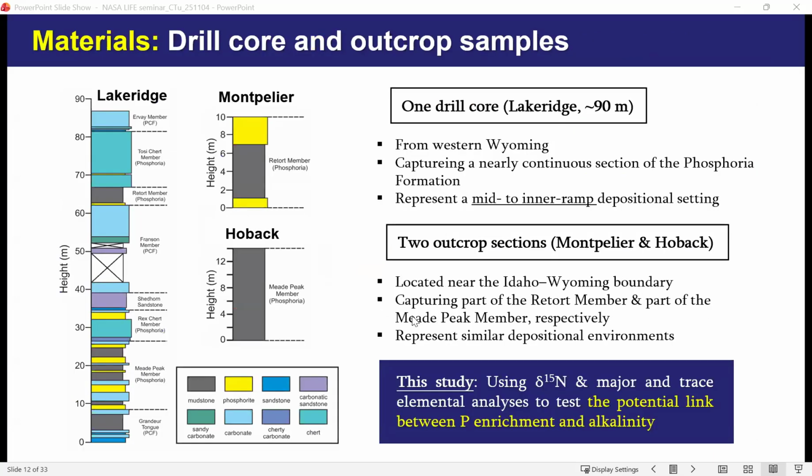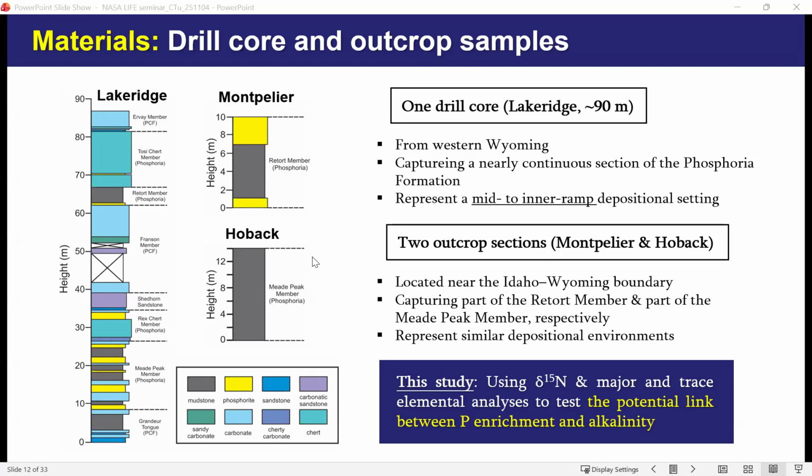And we have one core and two outcrop materials and sections. The core was taken from western Wyoming, capturing a nearly continuous section of the phosphorite formation, and representing a mid to inner ramp depositional setting. The two outcrop sections are located near the Idaho-Wyoming boundary, capturing part of the Retort member and part of the Meade Peak member respectively. They represent similar depositional environments as the core.